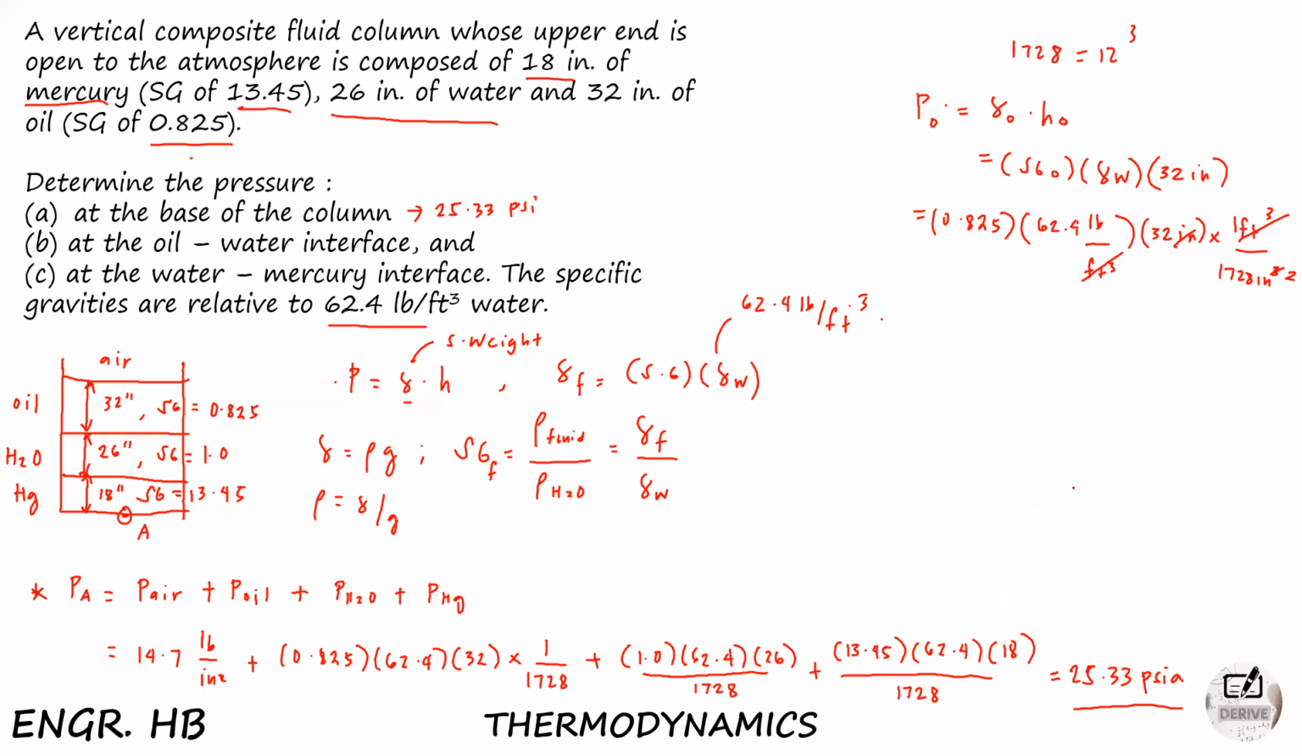Okay, so ibig sabihin, out of this figure or out of this assembly of composite fluid column, the maximum pressure is at the bottom, of course. So that is 25.33 psi. Burahin ko na ito, guys.